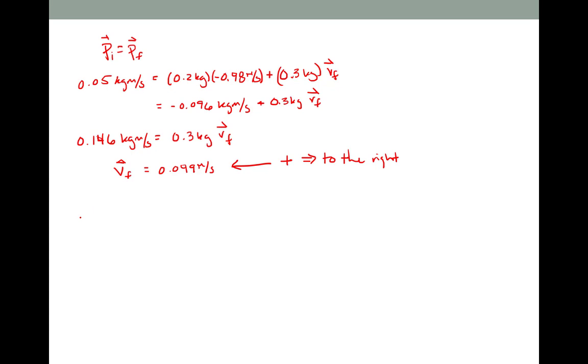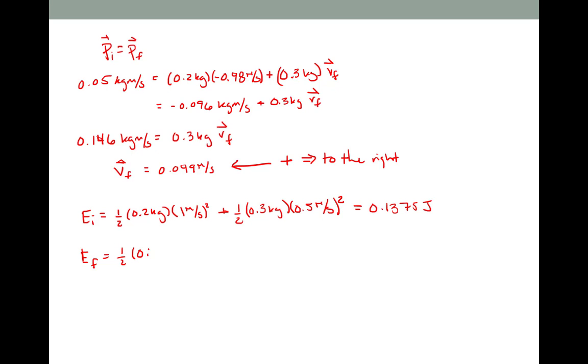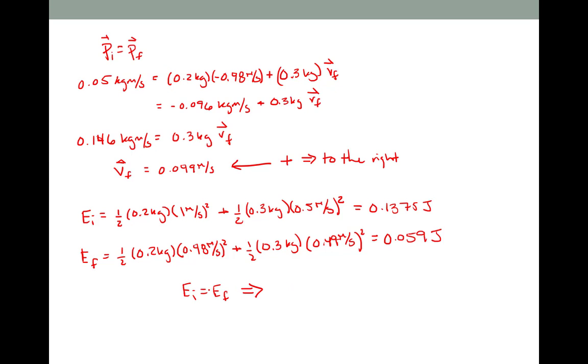Next, we can check if energy is conserved. So the initial energy of the system will be 1/2 times 0.2 kilograms times 1 meter per second squared, plus 1/2 times 0.3 kilograms times 0.5 meters per second squared, and that equals 0.1375 joules. The final energy is 1/2 times 0.2 kilograms times 0.48 meters per second squared, plus 1/2 times 0.3 kilograms times 0.49 meters per second squared, and that equals 0.059 joules. We see again that the initial energy does not equal the final energy. Therefore, energy is not conserved.